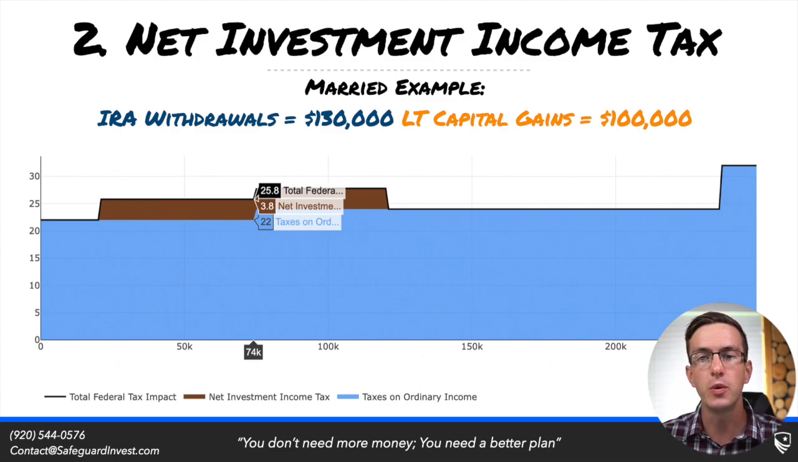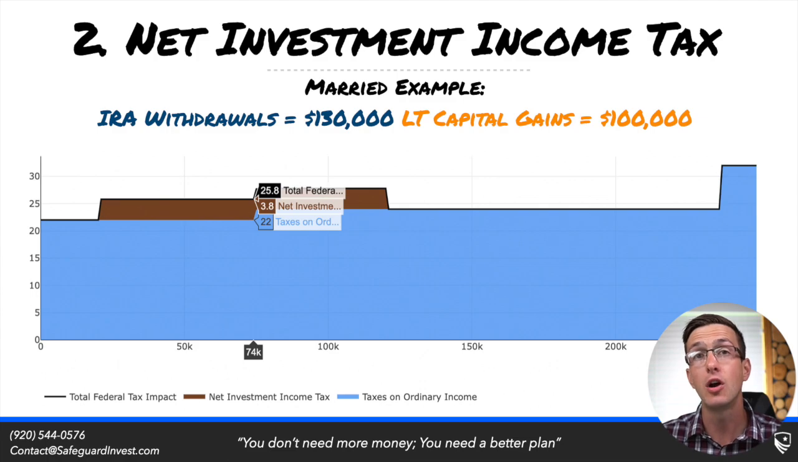So let's take a situation, once again, using a married filer who has $130,000 of IRA withdrawals and happens to have a very large long-term capital gain bill because of selling certain capital assets. They have $100,000 worth of long-term capital gains this year. Let's say this couple is willing to max out the 22% bracket, but they don't want to go above a marginal rate of 24%.